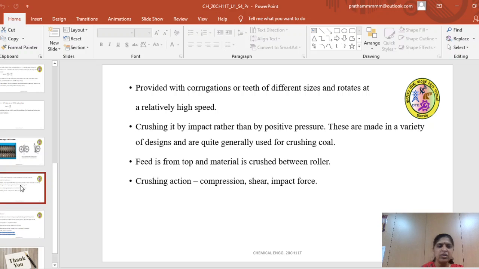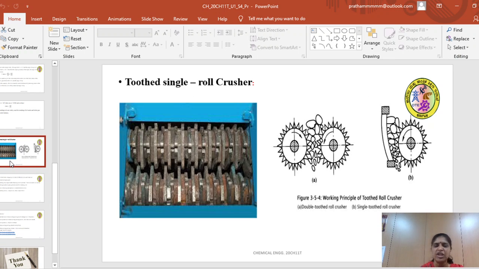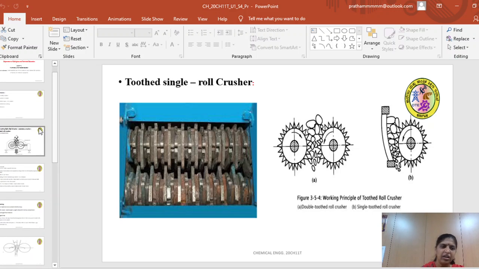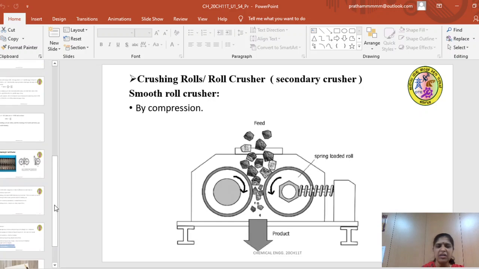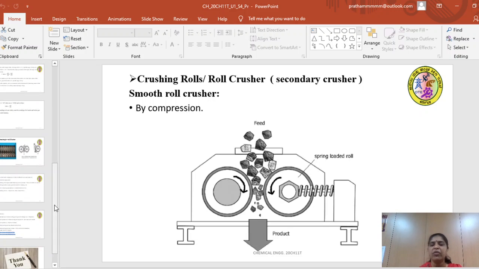So what is the difference between the smooth roll crusher and the tooth roll crusher? Here you have corrugations on the surface of the rollers, whereas in the smooth roll crushers you won't have any corrugations. The major difference you can observe is that the speed of rotation may differ, and the crushing efficiency may differ from that of the tooth roll crusher.